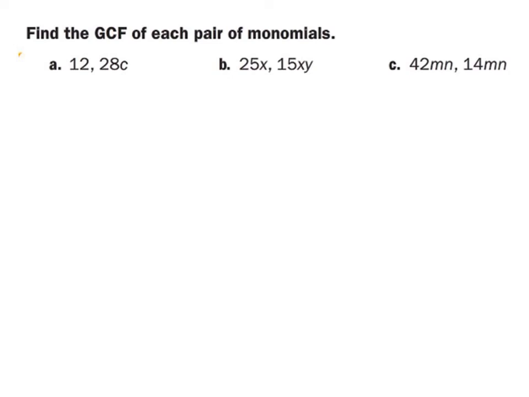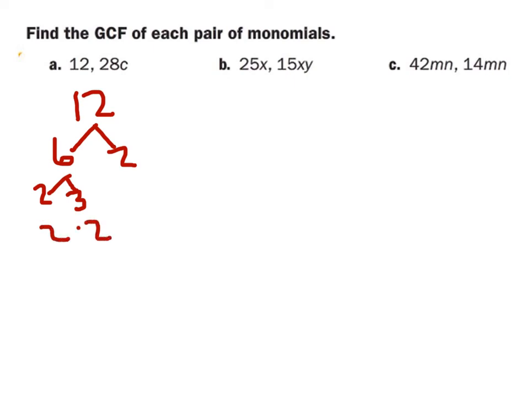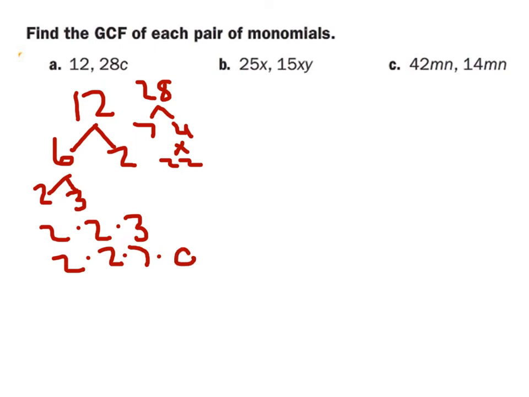Okay, so for 12, then you do 6 and 2. I'm writing way too big. Oh, I did that wrong. 28, 7 and 4, 2 and 2. 2 times 2 times 7 times.